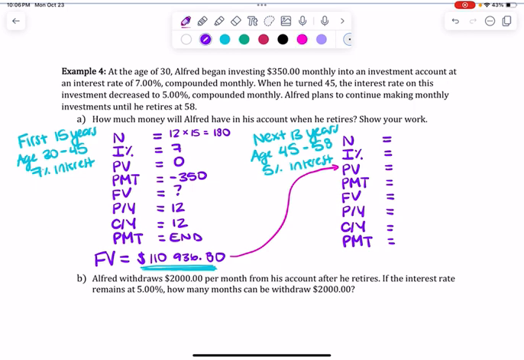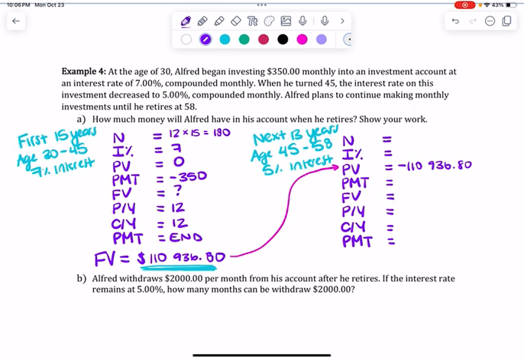Now you can almost picture it, if that makes you happier, that at the age of 45, Alfred goes to the bank. He gets that money, that FV, back from my first TVM. He gets that $110,000 and change, and then immediately puts it back into that same account, which now has a lower interest rate. So you could think of that as a new deposit. But that's what's going to happen there. That FV becomes that PV.